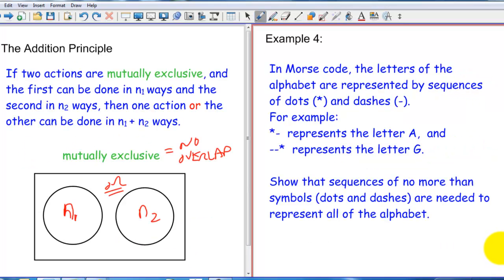So in Morse code, the letters of the alphabet are represented by sequences of dots and dashes. For example, dot dash represents the letter A and dash dash dot represents the letter G. Show that sequences of no more than 4 symbols, dots and dashes, are needed to represent all of the alphabet.